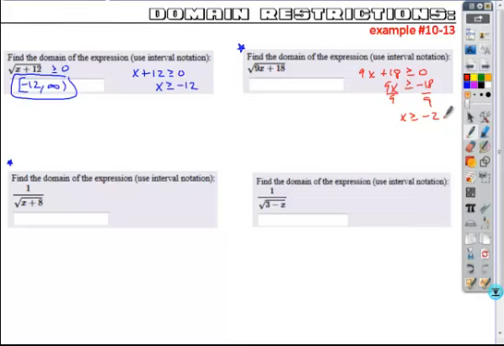So there is our domain when we write it as an interval. Our lower limit is negative 2, upper limit infinity, which can never be included. The negative 2 is, however, included, and so you get this solution.